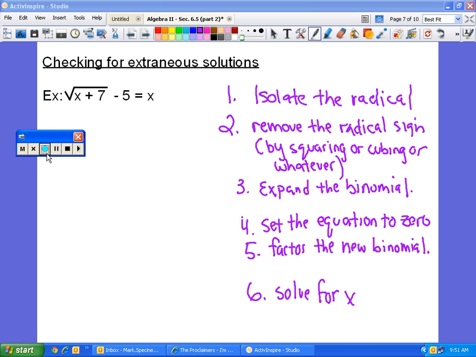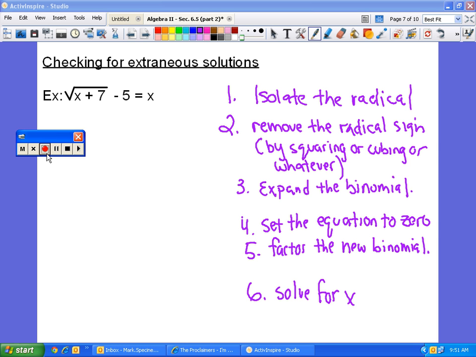But in all likelihood, one of those answers is not actually going to be an answer. So we're going to get two solutions, and then we have to check and see if either of our two solutions actually works in the equation.